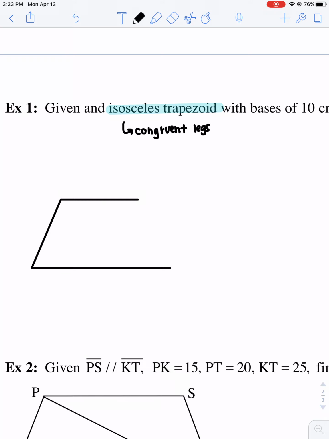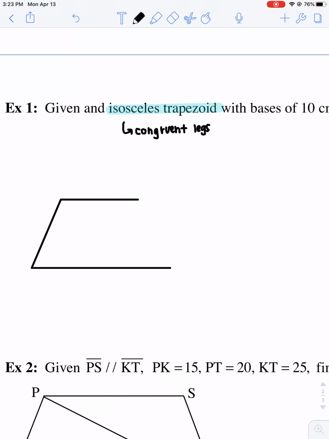So if we draw in our height in both spots, well, we know that this distance here is going to be 10 centimeters, so we have 6 remaining, meaning that this will be 3 centimeters and 3 centimeters. Looking right away, I can say, oh, this makes a 3, 4, 5 special right triangle, so I now know my height, which is 4 centimeters.